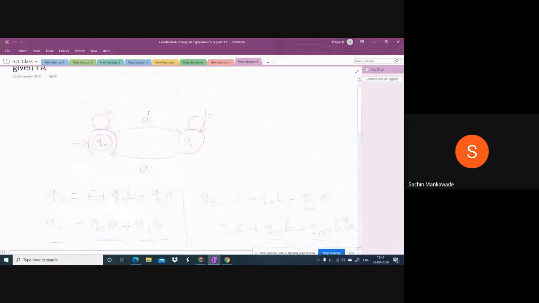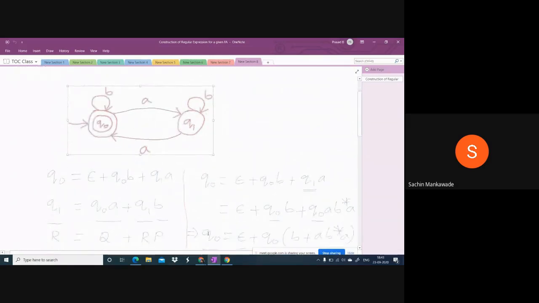So by looking at the diagram, within seconds, you can write the expression. There is no need to go through these equations. Every one of you can write it within seconds by looking at the diagram. That part I will tell you later.